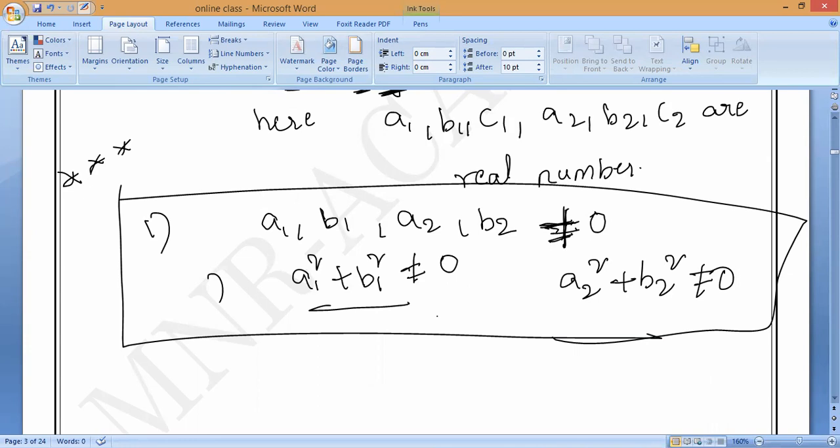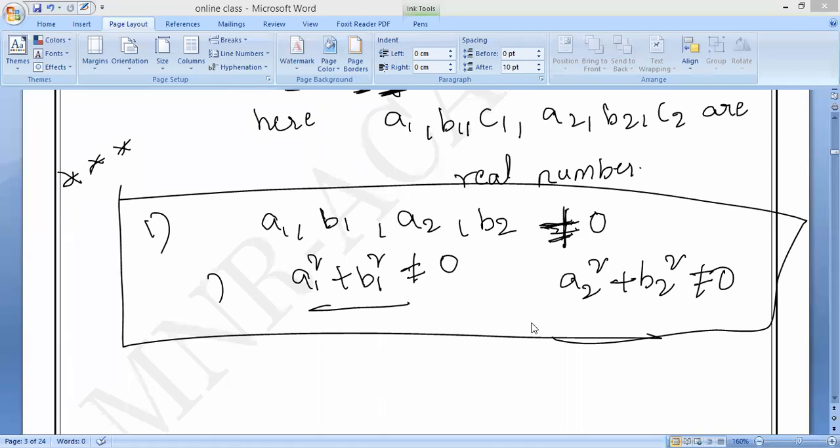All of you note it down. a1, b1, a2, b2 are not equal to 0. Then a1 square plus b1 square is not equal to 0, and a2 square plus b2 square should not be equal to 0. That's all. This is the general form of linear equations in two variables.